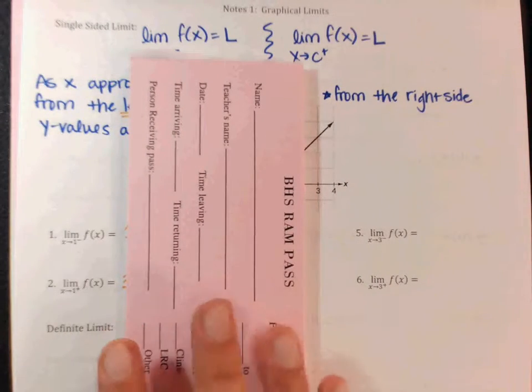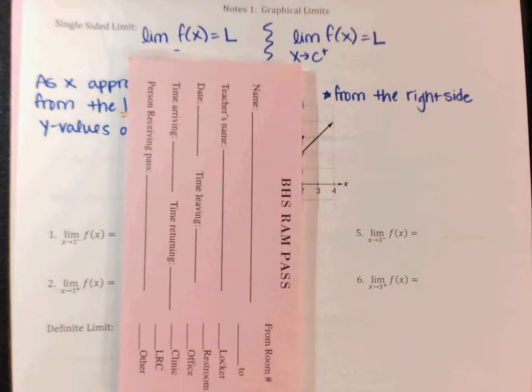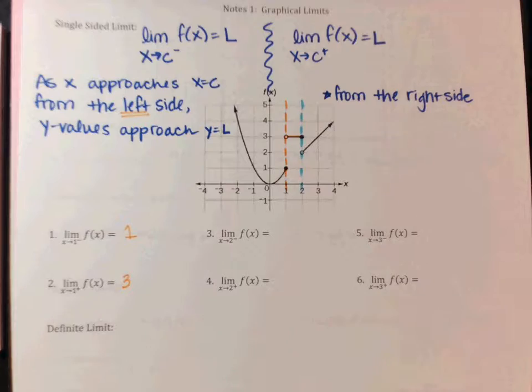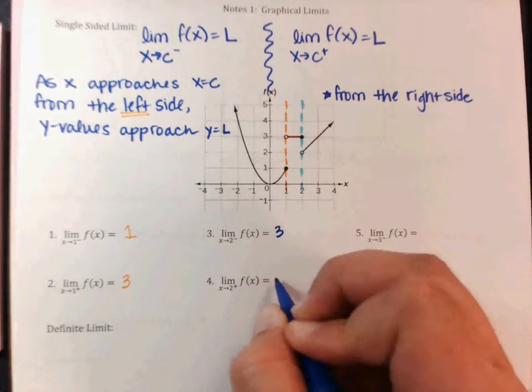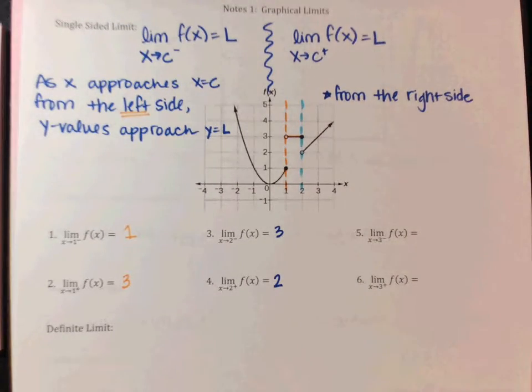Okay, let's shift it over. What about if we were only looking at that part of the graph? What would you guess the next height would be? 2. Very good. So it's 3 from the left, but it's 2 from the right.